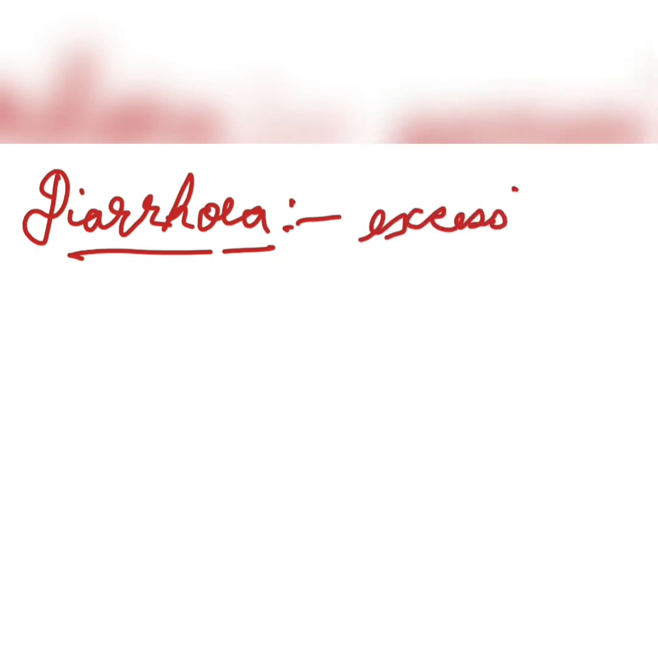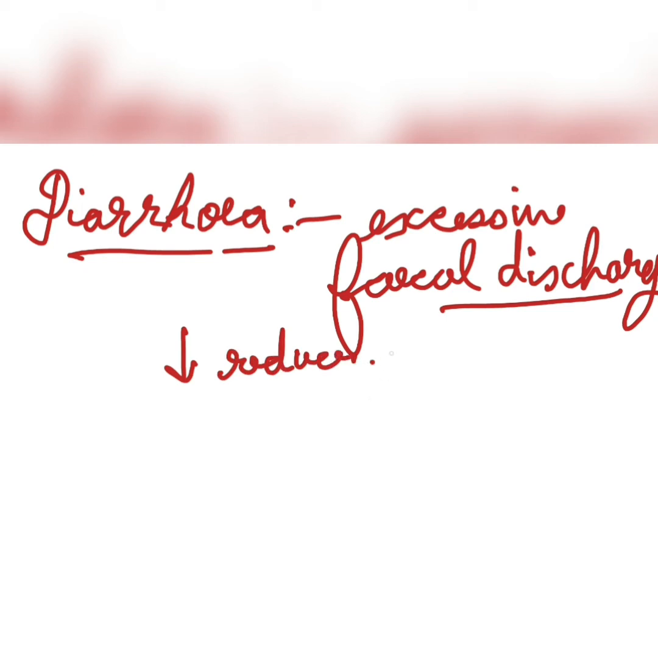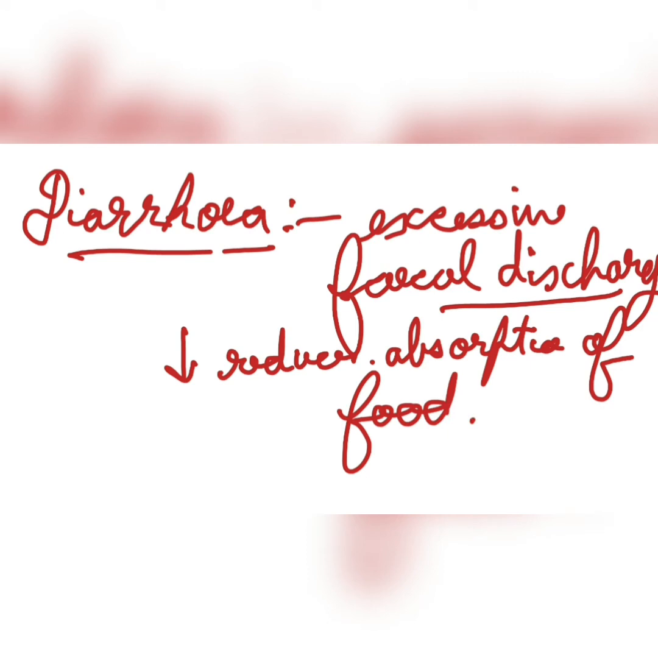Next disorder is diarrhea. In diarrhea, there is an abnormal frequency of bowel movement. That means the digested food is frequently removed. With the increased liquidity in the fecal discharge, it is known as diarrhea. In diarrhea, the absorption of food is reduced. That means water is not reabsorbed, and nutrients are also flushed out of the body.